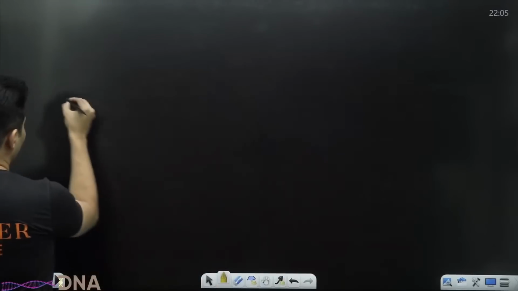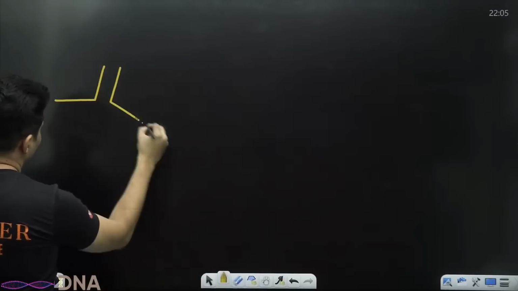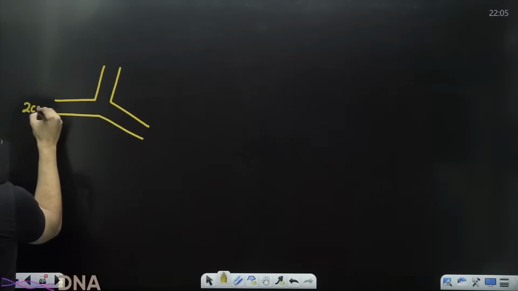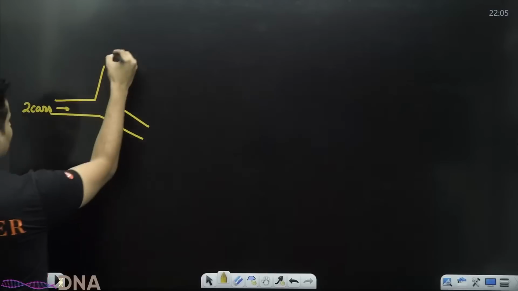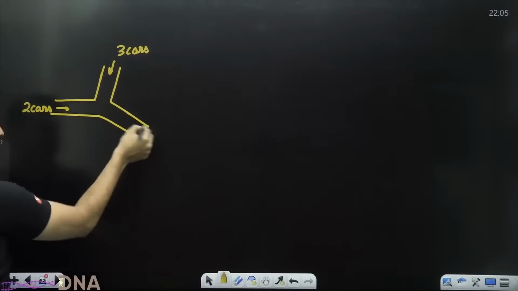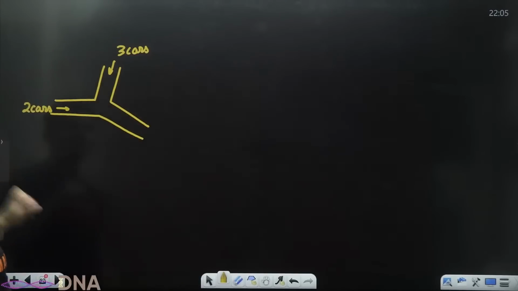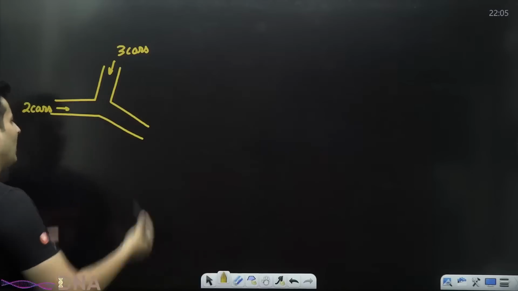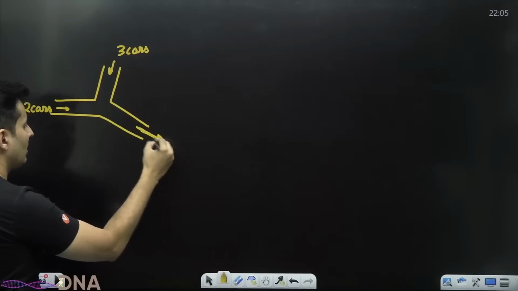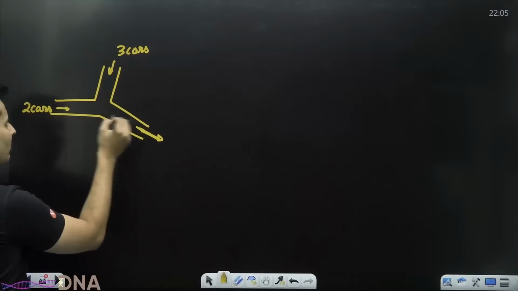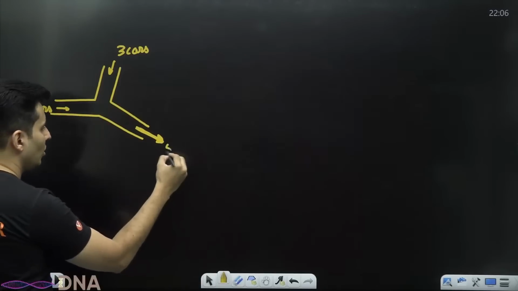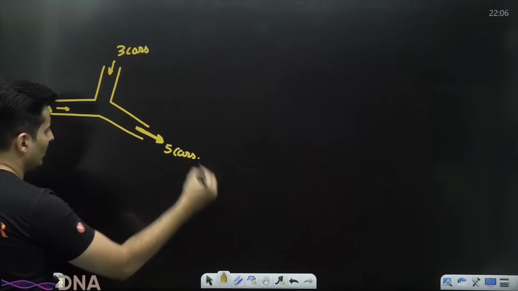Imagine there is a road like this. I say 2 cars go here. I say 3 cars go in here. Nothing else is happening in this entire situation. After some time, what will happen? These cars are bound to come out. This is all one way. If it goes like this, it can't come back. This is also one way. So they will have to come out in this way. So totally 5 cars will come out of this.